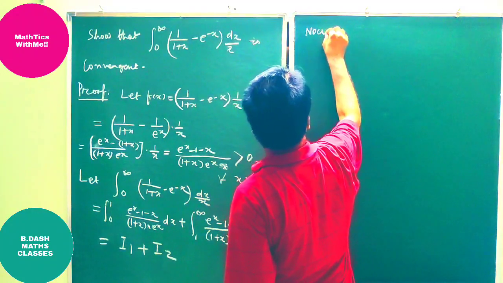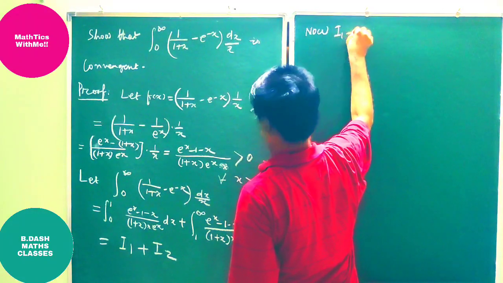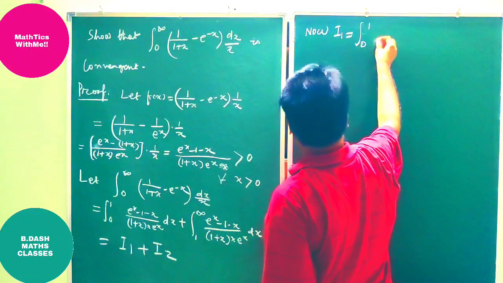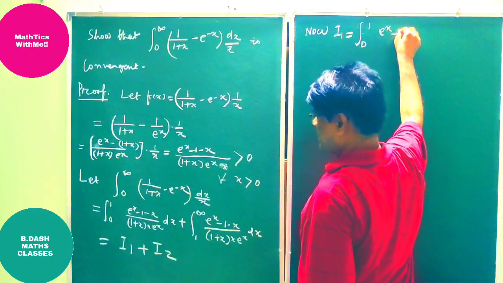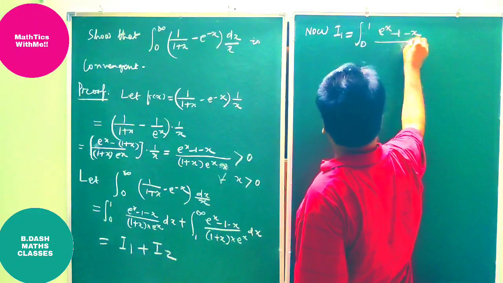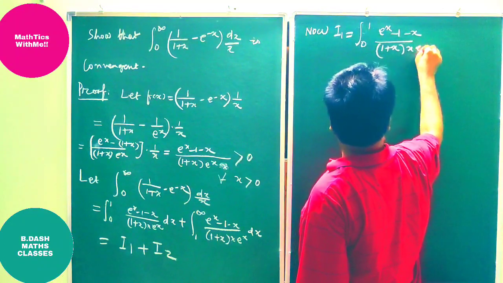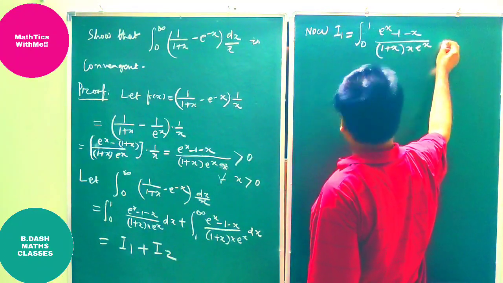Now I1 is equal to the integration from 0 to 1 of (e to the power x minus 1 minus x) by (1 plus x) into x e to the power x dx.